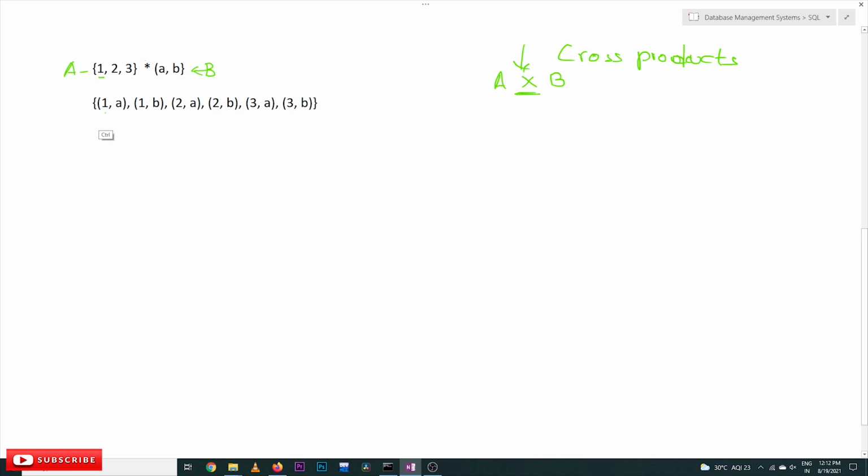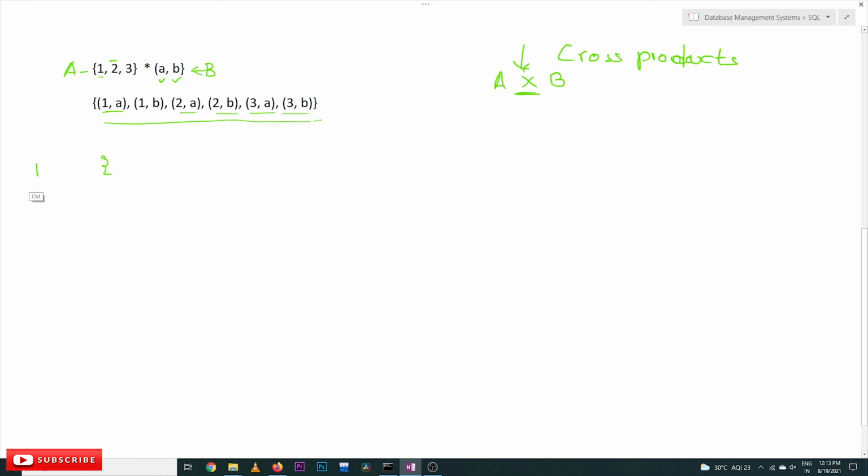See here, 1 cross product with A, written as 1 comma A. These are called ordered pairs. Every element of A is producted with each element of B. See here, 1 is producted with A, 1 is producted with B. Similarly, the next element 2 is producted with A. These are all the ordered pairs that we obtain after the Cartesian product of A with B.